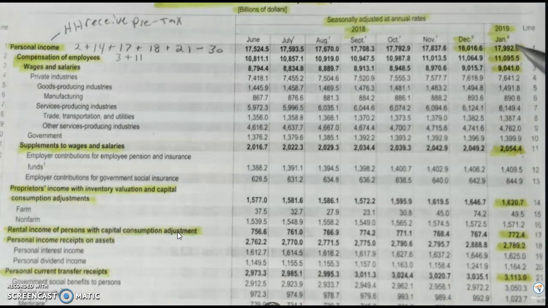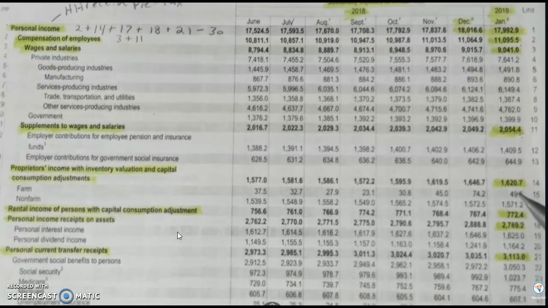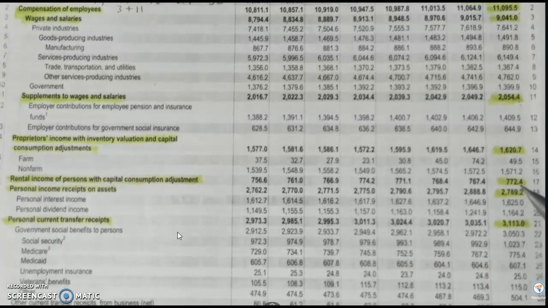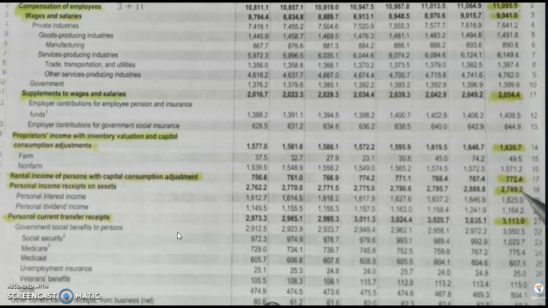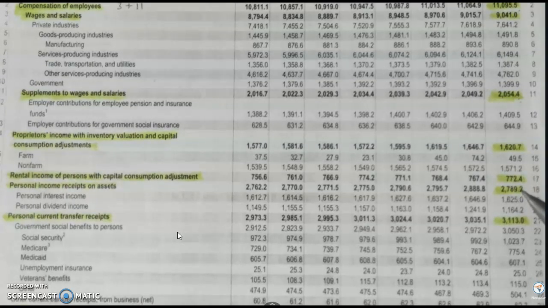Now, if we continue down, you'll notice we've got proprietor income, so that's a much smaller portion of the total, businesses essentially. And then rental income, very small portion of the total. This one here, personal income receipts on assets, is an interesting one because it's a return on wealth that people hold in the form of stocks and bonds. And you could also say bank accounts.